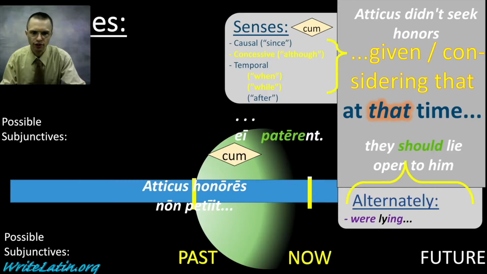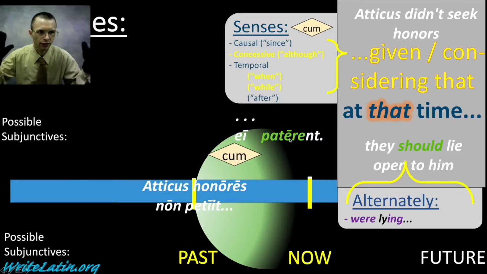And the way they would translate it is Atticus didn't seek honors since they were lying open to him, just as if it were a regular imperfect. But, you know, that seems pretty darn vivid. And I would rather you keep it subjunctive with should lie open, because that more conveys the actual sense of how a subjunctive is meant to be taken.